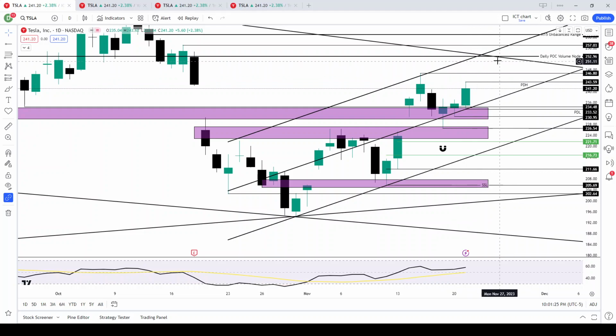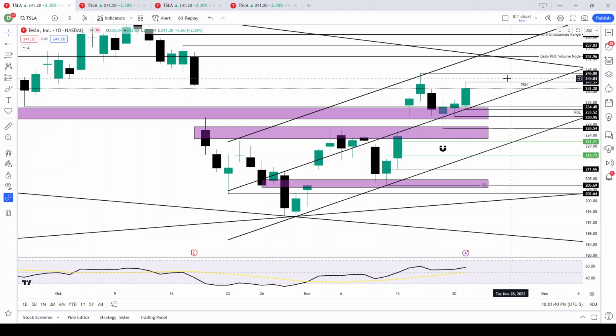We have our channels. We have our daily volume node point of control that we've been watching around the 253 area. It might have changed a little bit, but I don't think it has. We won't go ahead and measure it off today. We'll do that kind of once a week, but I'm pretty sure it's right around that 253 range still.